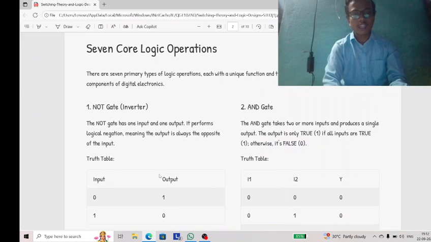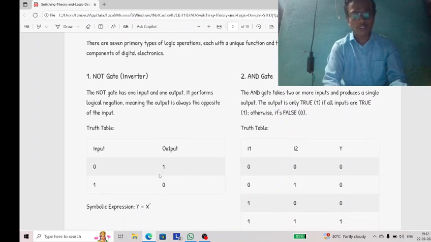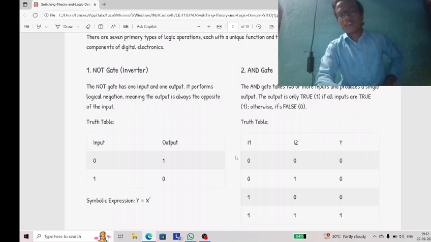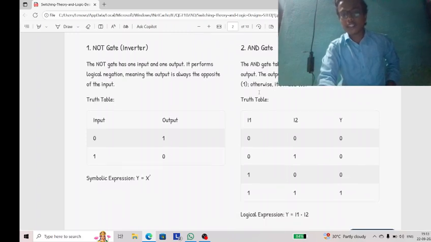If we look at the truth table of a NOT gate, when we give the input 0, the output is 1. When the input is 1, the output is 0. The symbolic expression of a NOT gate, or inverter, is y equal to x bar. The second logic gate is the AND gate.